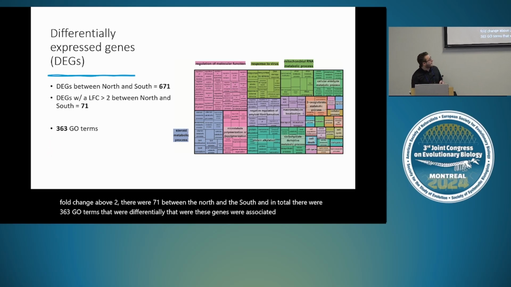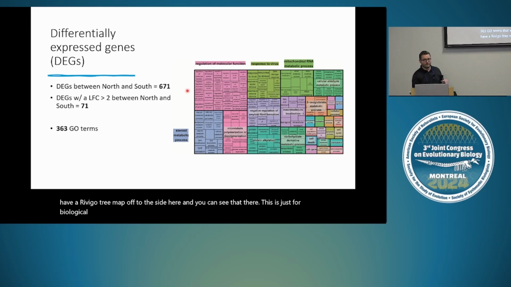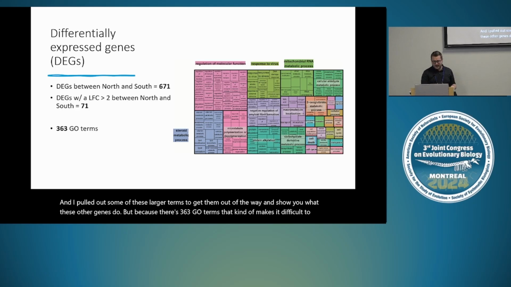And then I have a REVIGO tree map off to the side here, and this is just for biological processes, not cellular component or molecular function. You can see that there are plenty of genes that are clustered together. I pulled out some of these larger terms to get them out of the way and show you what these other genes do. But because there are 363 GO terms, it makes it difficult to disseminate each one and understand how this relates back to the ecology of this lizard.